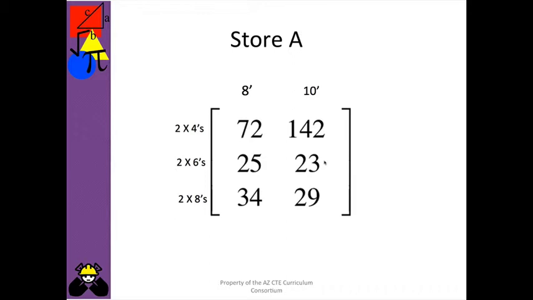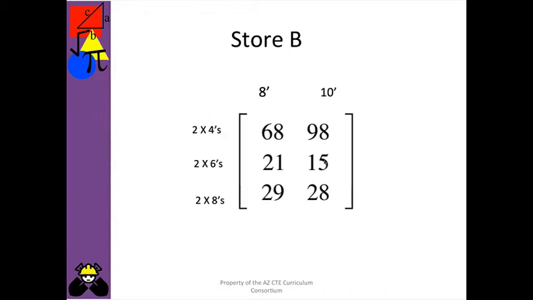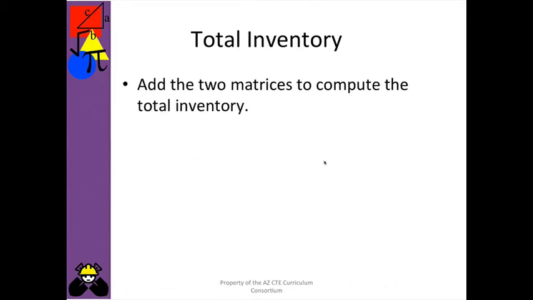So let's see, I probably should have kept the same kind of system for store B. So let's check. Oh, I did. The size of the lumber are the rows and the length of the lumber are the columns. So double check that you got those right. All right, so let's see what it wants us to do.